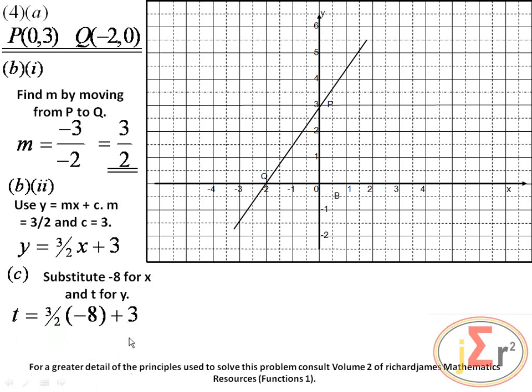So we have t is equal to 3 over 2 times -8 plus 3. So t is equal to, what do we have? 2 into 8 is 4. So we have a -4 times 3, so that will be -12. So we have t is equal to -12 plus 3. So t is equal to -9.